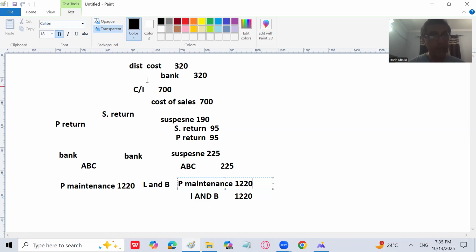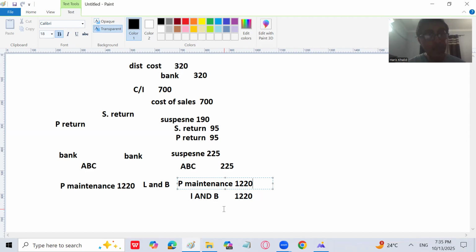So it means that distribution cost to bank is the error of omission, closing inventory to cost of sales. For the entry suspense to sales return, purchase return, I might give one extra mark in comparison to the other entries. Or one of the entries will carry fewer marks, because we have 5 entries with actually 9 marks in the exam.